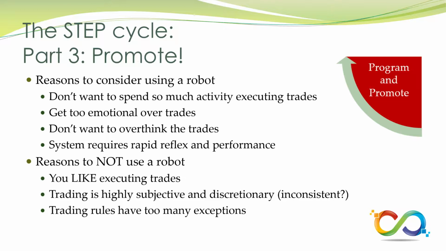In this part of the cycle where we say we want to promote to the automated level, we've proven we've got a system, and now we're promoting it and we're programming it. Either one. Here's the big thing to think through. The reasons to consider using a robot are that you don't want to spend too much activity executing trades. You like trading, but you don't actually like doing the buy and the sell and the planning and all that. The computer could do that for you.